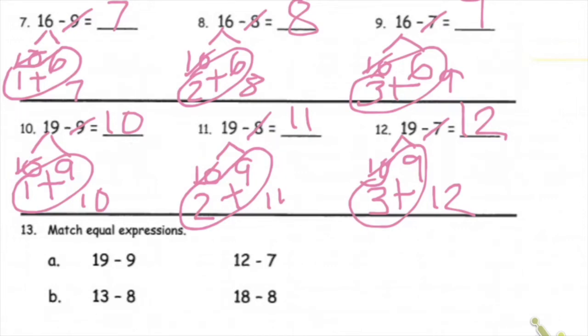Alright, guys, let's go over this. 19 minus 9 equals 10. 13 minus 8 equals 5. 12 minus 7 equals 5. And 18 minus 8 equals 10.